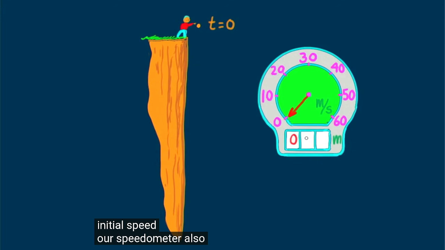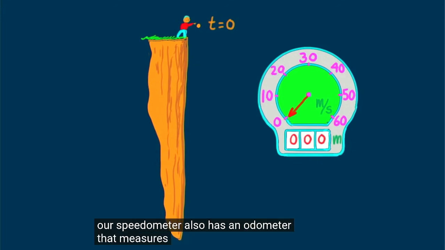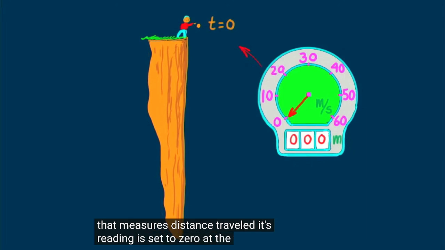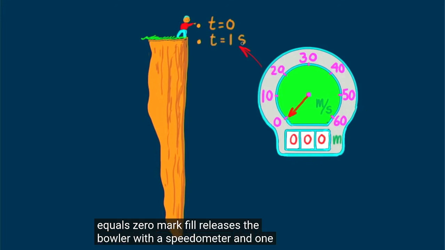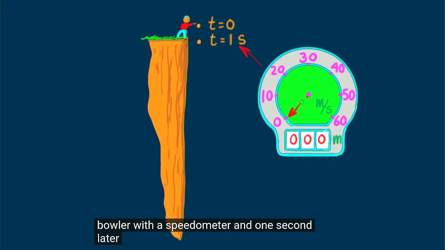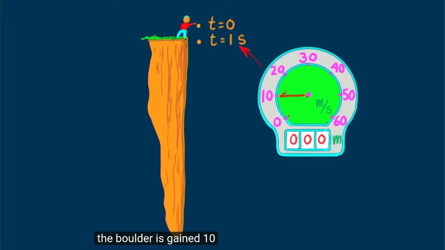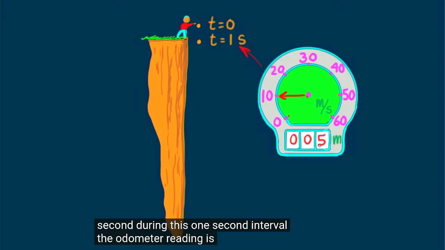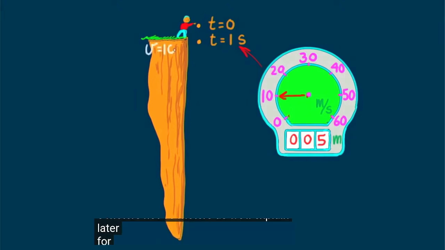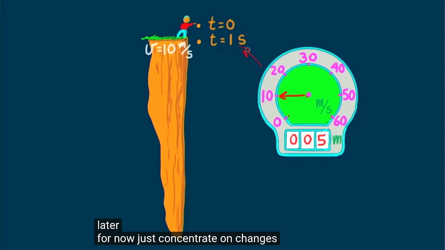Our speedometer also has an odometer that measures distance traveled. Its reading is set to 0 at the time equals 0 mark. Phil releases the boulder with its speedometer, and 1 second later, the boulder has gained 10 meters per second during this 1 second interval. The odometer reading is 5 meters. That's 5 meters, not 10 meters, as we'll explain later. For now, just concentrate on changes in speed.